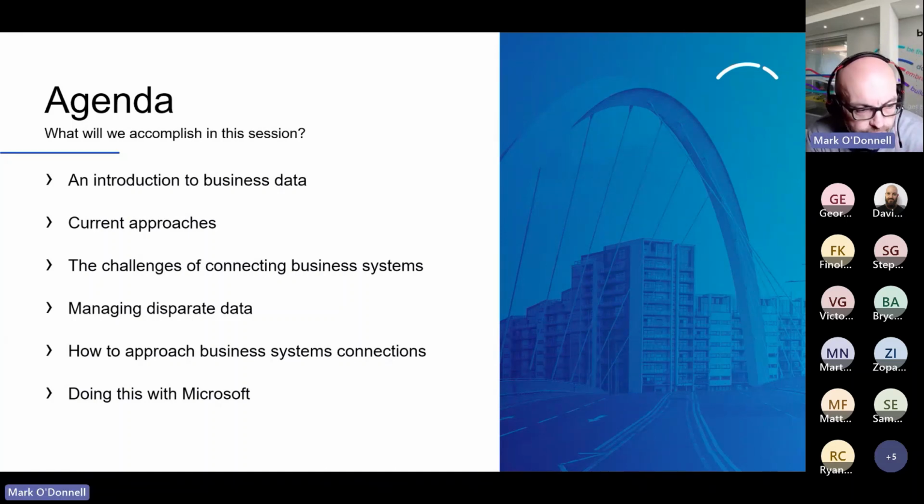This is the agenda for today. We're focusing on business data and some of the problems and challenges around managing it. I'll outline some approaches that you can take to deal with it, talk about some of the benefits from doing that, and then round off with a bit on the kind of available technologies.